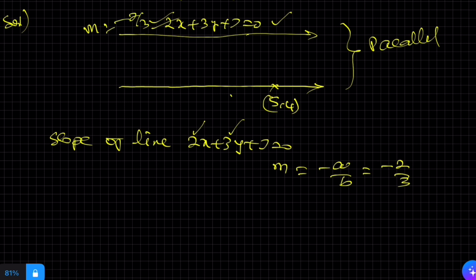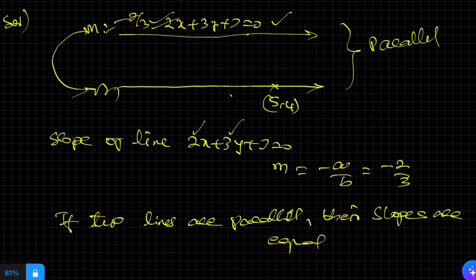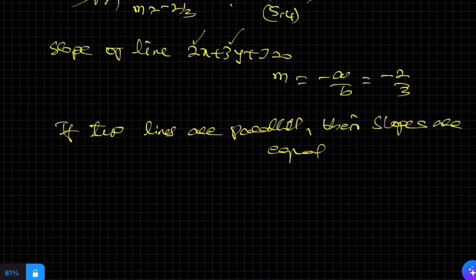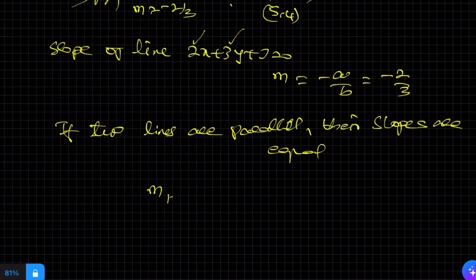As these two lines are parallel, the slopes will be equal. If two lines are parallel, their slopes are equal. So since these two lines are parallel, I can say this slope and this slope are equal, and the slope of this line is, we know, minus 2 by 3, and so the slope of the required line is also minus 2 by 3.